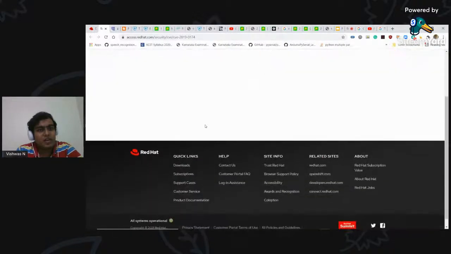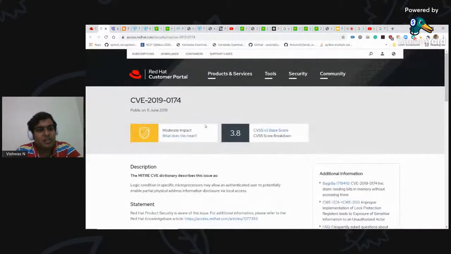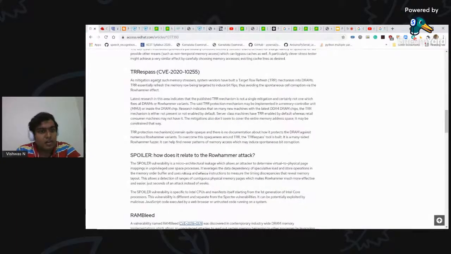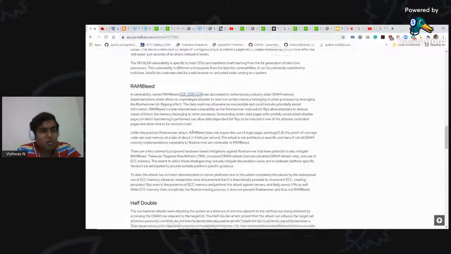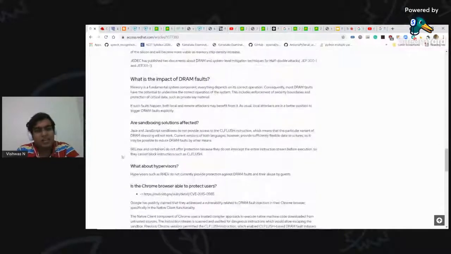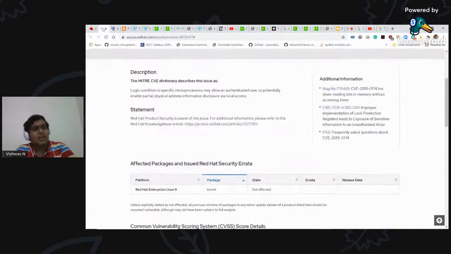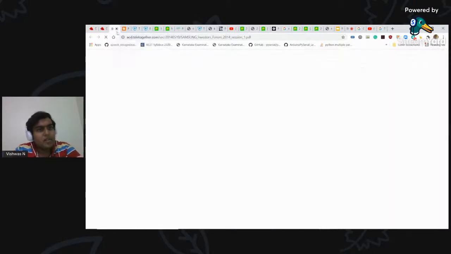So this is where they are coming out with some standards and all the things that are out there. Spoiler: Rambleed, Half-Double, these are all some of the hardware vulnerabilities that you can witness in real time. It's actually happening. So let's just go to this paper.